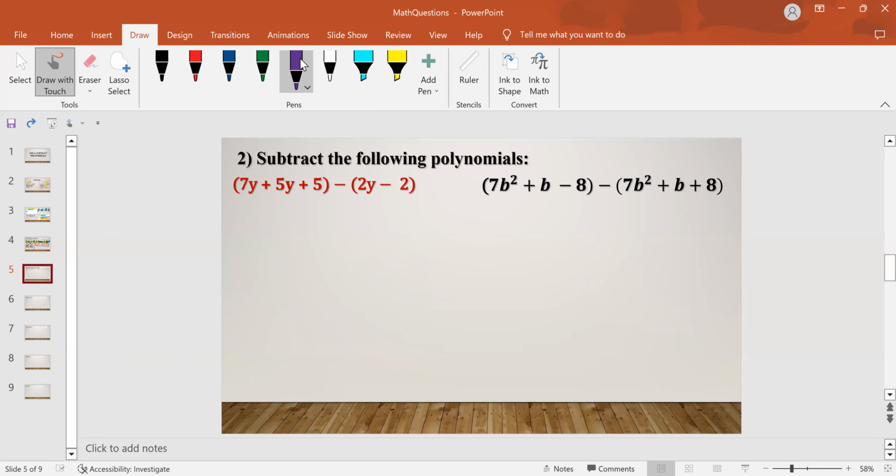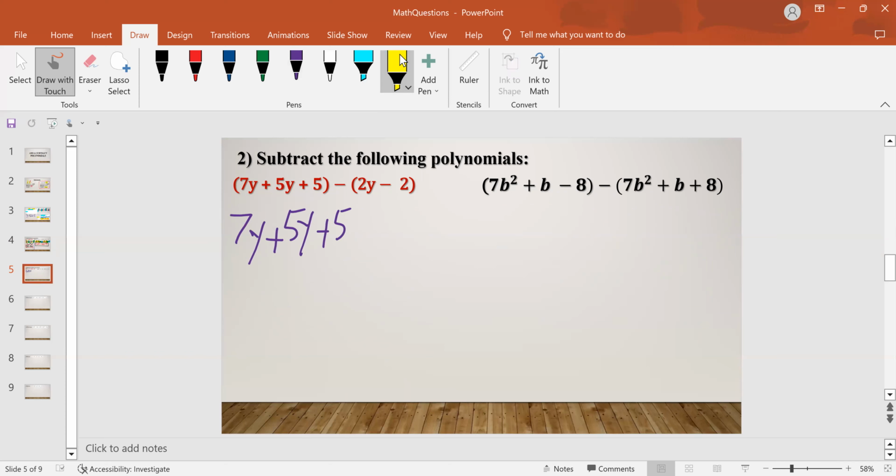This time is a subtraction, and again we have 2 different questions. We have this and we have this. So let's solve the first one. Because it's a subtraction, there is something important here you have to understand. The first part, which is the first polynomial here, if you remove the parentheses, nothing will change. So you have a 7y plus 5y plus 5.